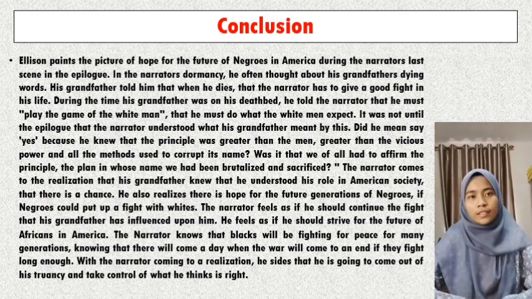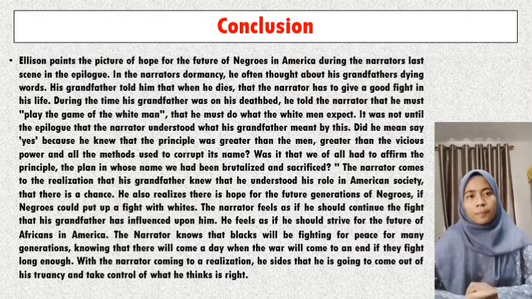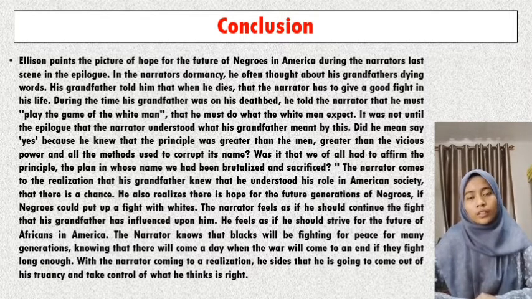In conclusion, Ellison paints a picture of hope for the future of Negroes in America during the narrator's last scene in the epilogue. In the narrator's dormancy, he often talked about his grandfather's dying words. His grandfather told him that when he dies, the narrator has to give a good fight in his life. While his grandfather was on his deathbed, he told the narrator that he must play the game of the white man, that he must do what the white man expects. It was not until the epilogue that the narrator understood what his grandfather meant by this.